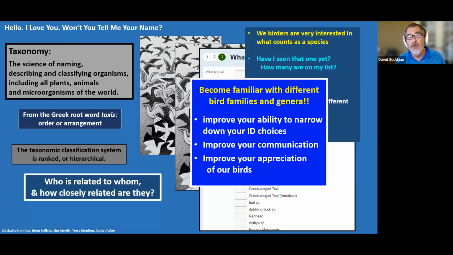It also will improve your appreciation of our birds. Understand kind of what their story is, who's related to who is a big part of the story. So you'll grow in your appreciation of our birds as you come to an understanding of taxonomy, most especially bird families and genera.